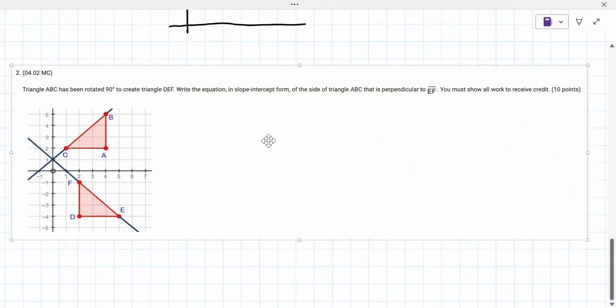Triangle ABC has been rotated 90 degrees to create triangle DEF. Write the equation in slope intercept form of the side of triangle ABC that is perpendicular to EF.